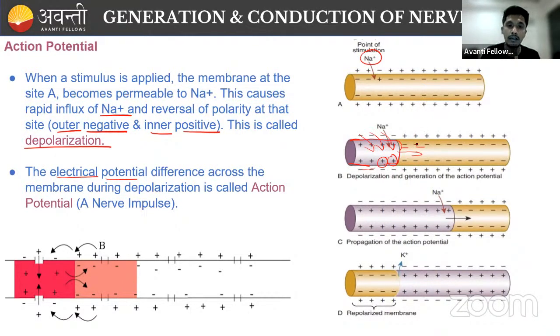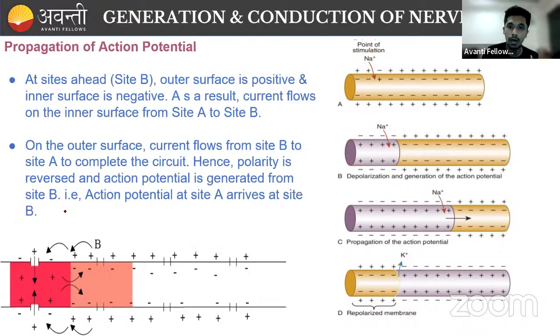So when the electric potential difference across the membrane is created during the depolarization, that is called action potential. So what is an action potential? An electric potential difference across the membrane during depolarization. It is called action potential. All right, people. Fine.